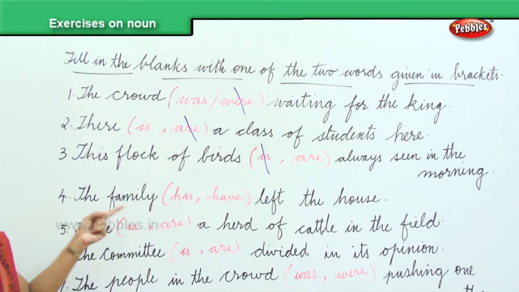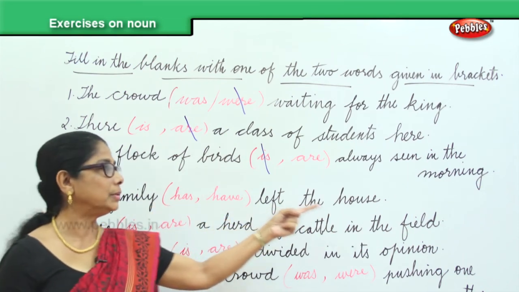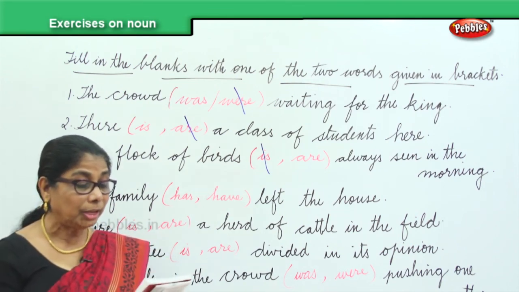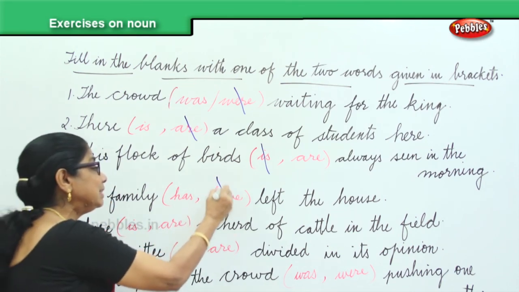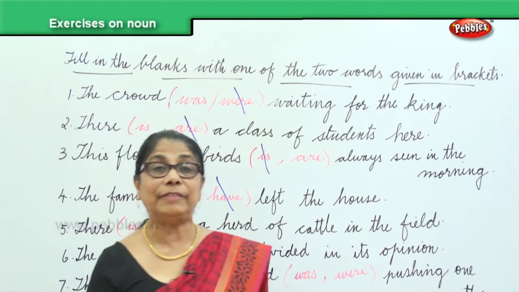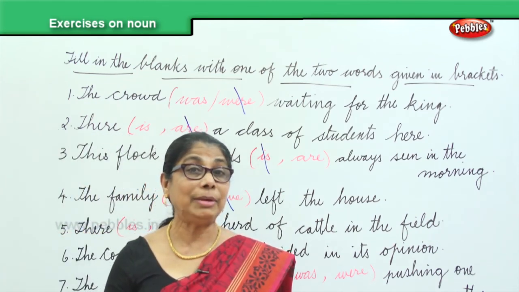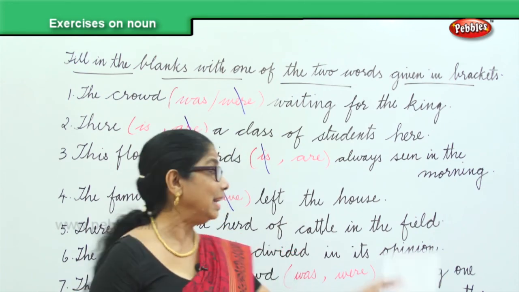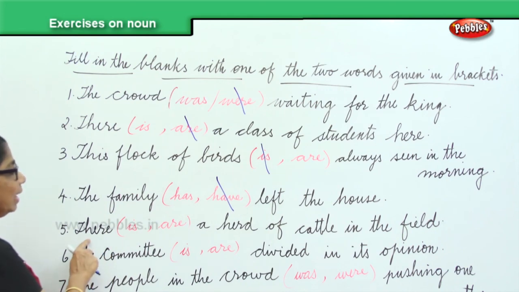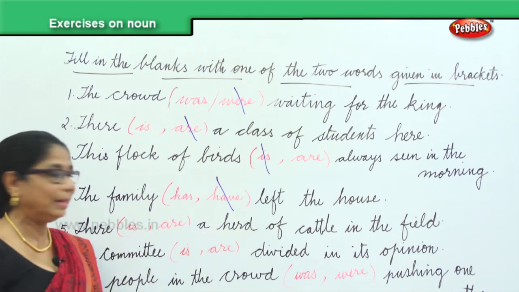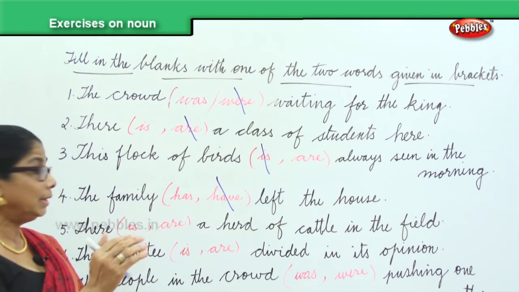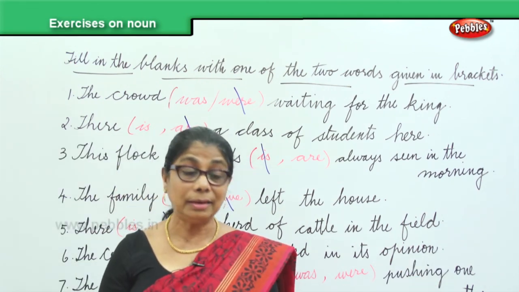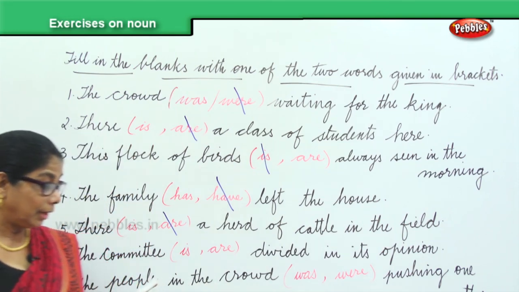The next, the family left the house. You will say the family has left the house. You do not say the family have left. The family has. Family, number of people in the family, singular form. The family has left the house. There a herd of cattle in the field. There is, not there are. You will say there is a herd of cattle in the field.